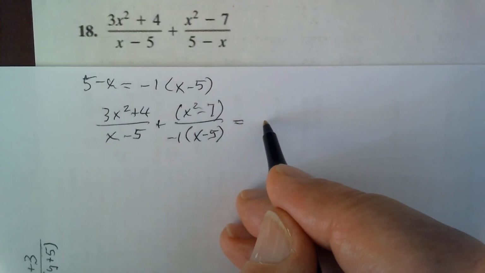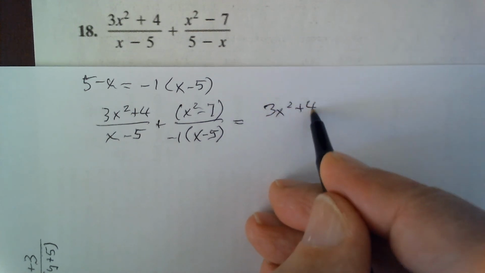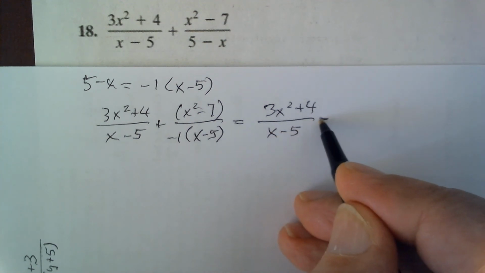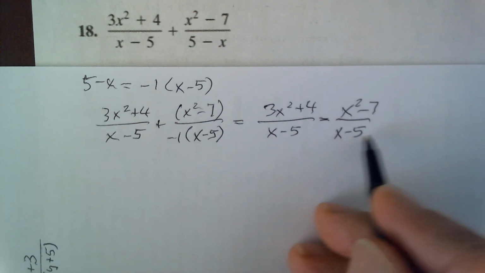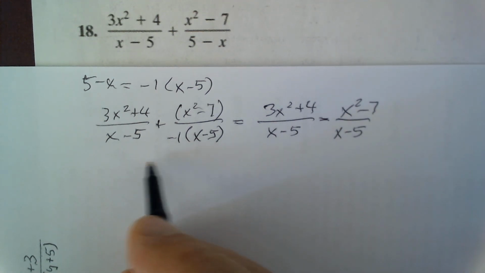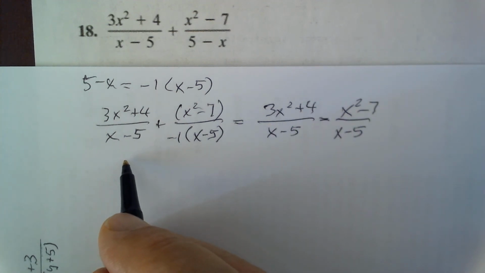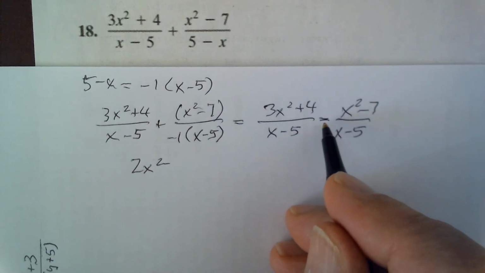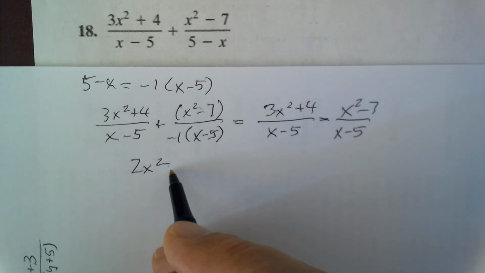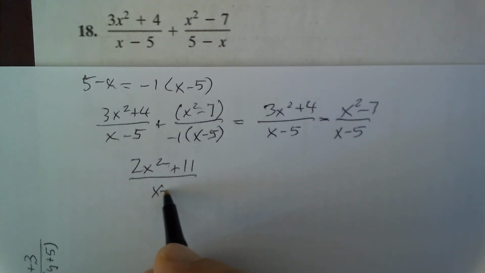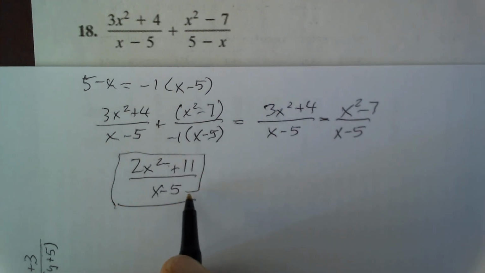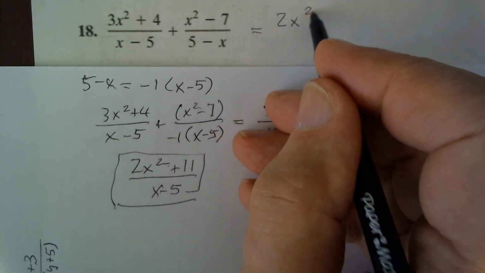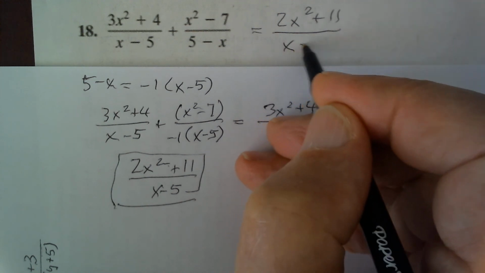So that is then equivalent to 3x squared plus 4 divided by x minus 5 minus x squared minus 7 divided by x minus 5. And so now we have the same denominator. We simply subtract the numerators. And so 3x squared minus x squared is 2x squared. And 4 minus a minus 7 is 4 plus 7, that's 11. Plus 11 divided by x minus 5. So that's the answer for number 18. So it's equal to 2x squared plus 11 divided by x minus 5.